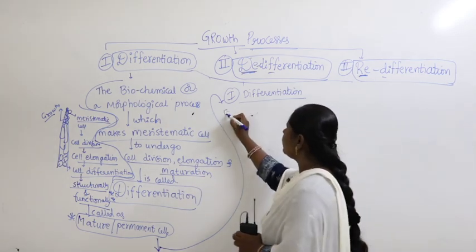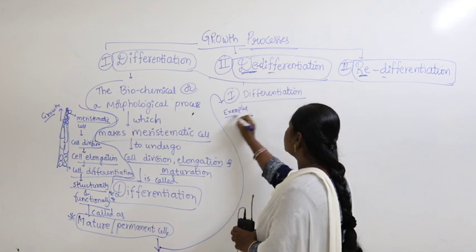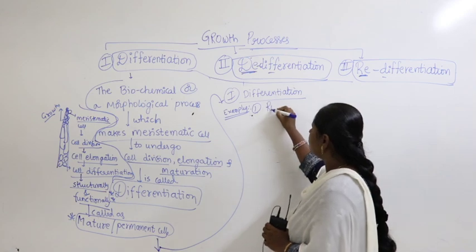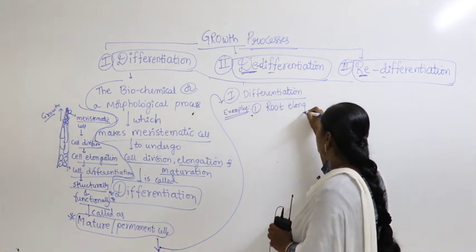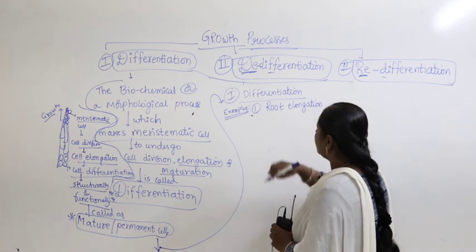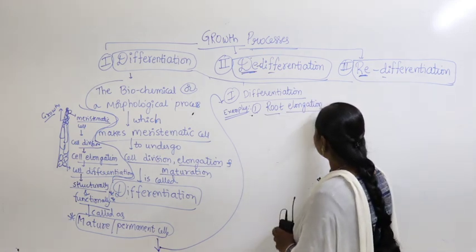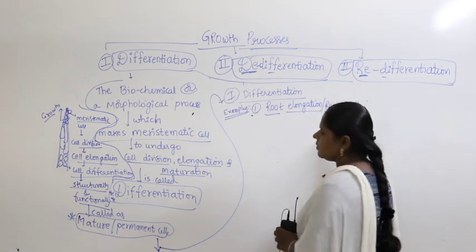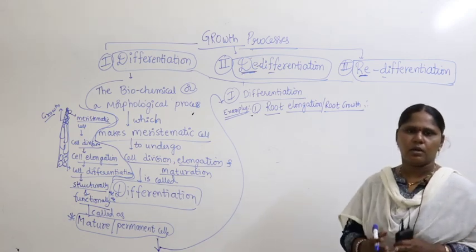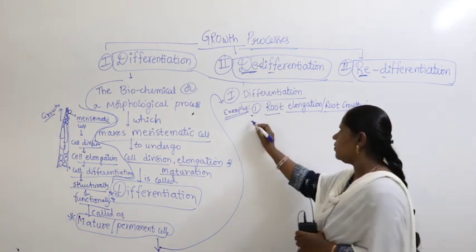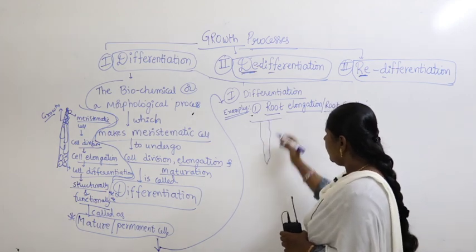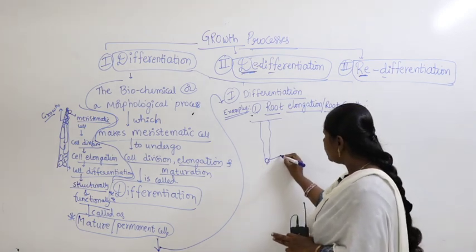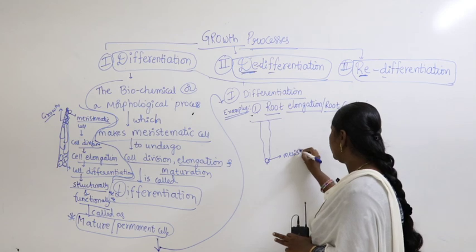So let us talk about examples. So what are the examples here we can take? Let us take the first example, root elongation, or we say root growth. What happens in case of root elongation or root growth here? Generally, you know it very well. At the tip of the root, what do you find? Meristematic zone. Meristematic zone contains what? Meristematic cells.